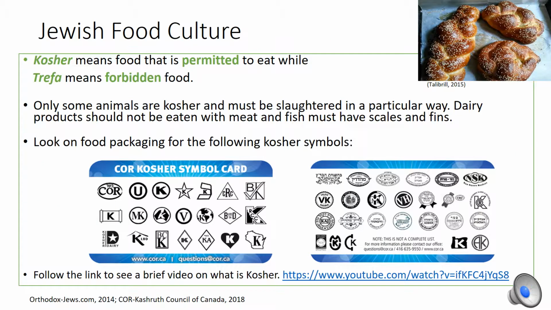The Jewish food culture has terms such as kosher, which means that food is permitted to eat, while trefa means forbidden food. Only some animals are kosher and must be slaughtered in a particular way. Dairy products should not be eaten with meat, and fish must have scales and fins. Look on food packaging for the following kosher symbols. Follow the link below to see a brief video on what is kosher.